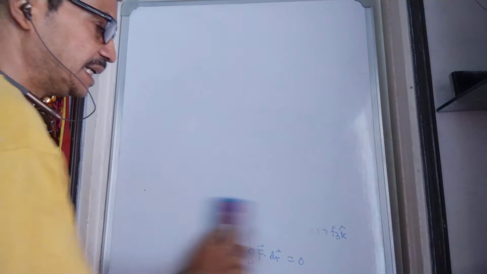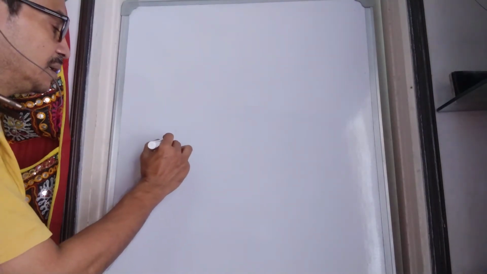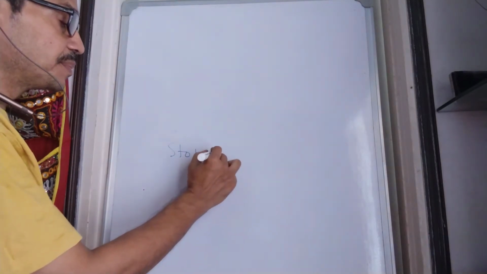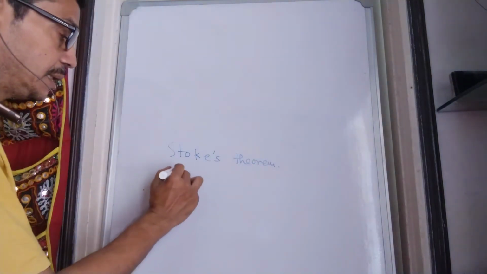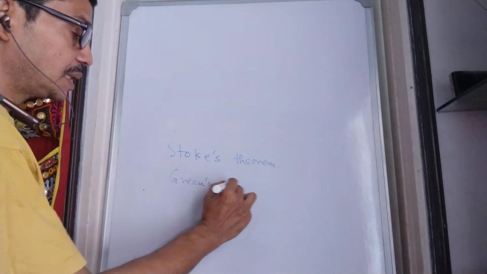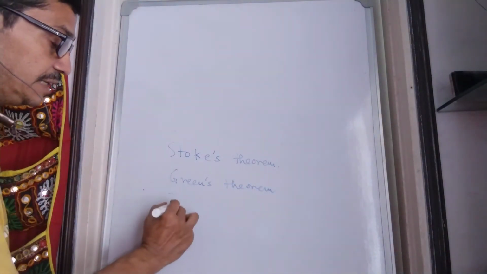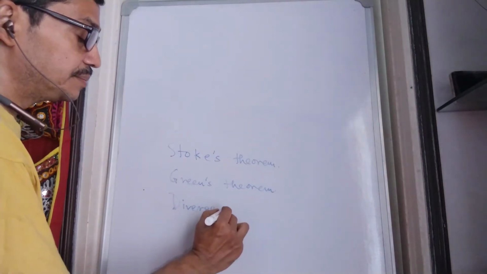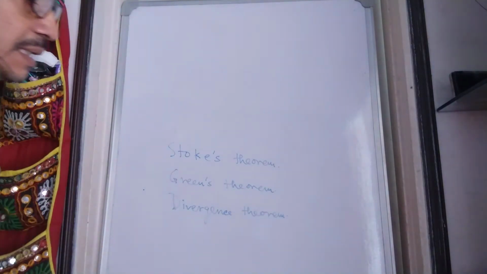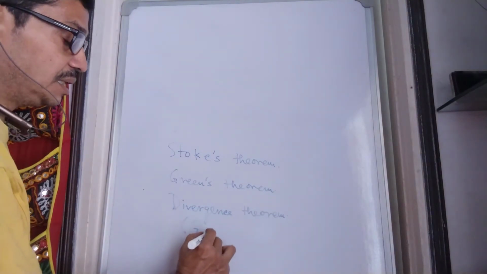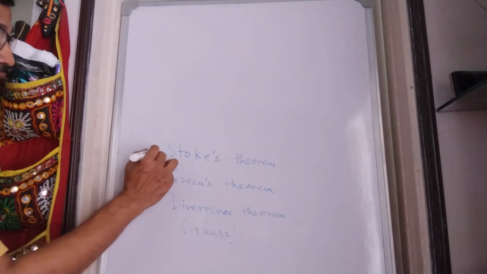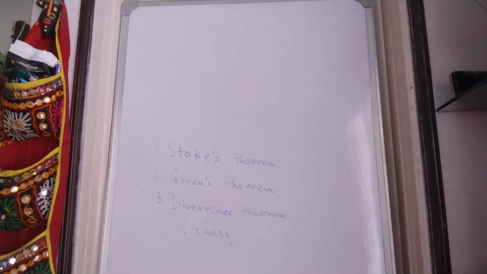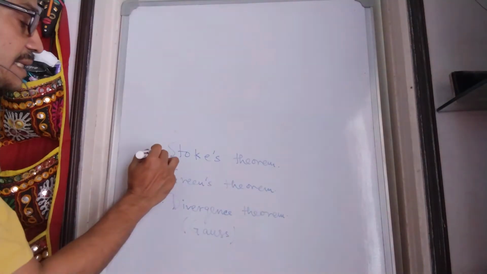With this small introduction of what a line integral is, we move on to define the three basic theorems related with this vector integral. They are Stokes theorem, Green's theorem, and divergence theorem. This divergence theorem is actually known by the name of the famous mathematician Gauss, so this is referred to as Gauss's divergence theorem. So these are the three basic theorems which we are going to discuss now.